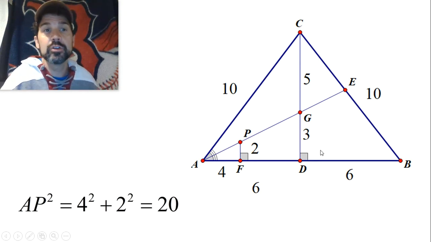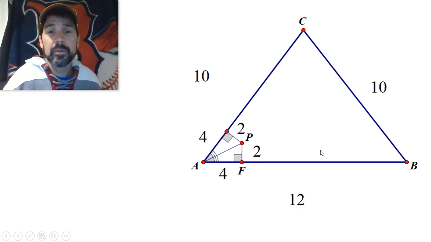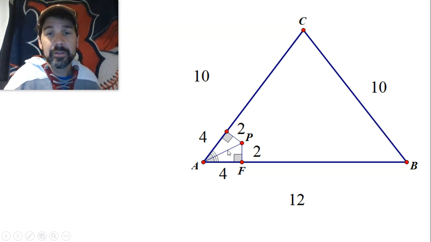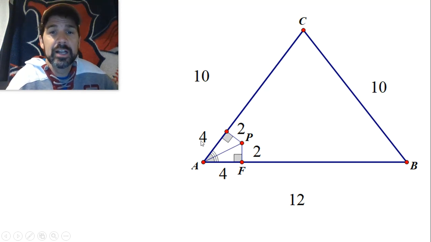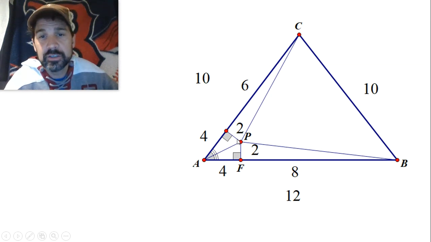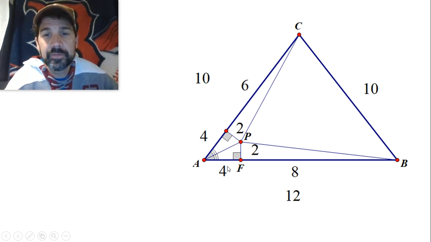Now we need to find the other two pieces, but we are almost home here, because remember, since P is on the angle bisector, P to F is going to be the same as P to wherever it hits AC. That's also going to be 2. These are both congruent triangles, so this is going to be 4. Now, if this is 4 and this whole thing is 10, then this is 6 over here. So if this is 6 and this is 2, I have another right triangle. And if this is 4 and this whole thing was 12, then this is 8.